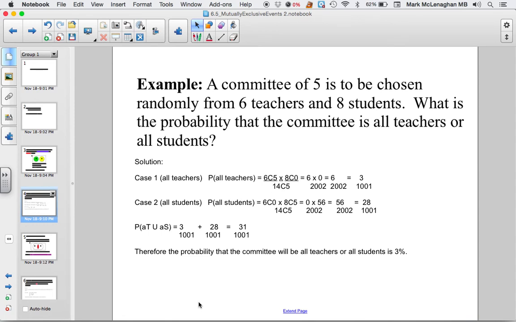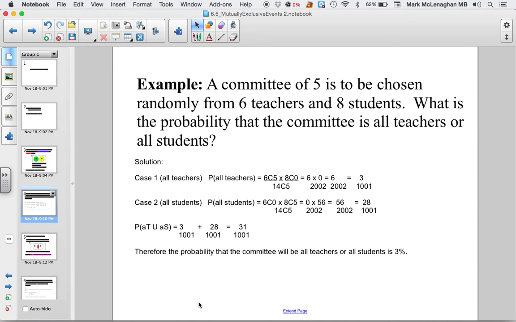Okay, so we can do it in 2 cases. So, all teachers: there are 6 teachers, we choose 5. 8 students, we choose 0. Over 14 altogether, choose 5. So we get 6 times 1 over 2002, which is 6 over 2002, which can be reduced to 3 over 1001.